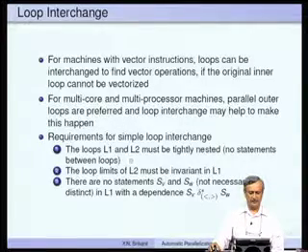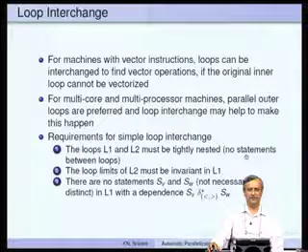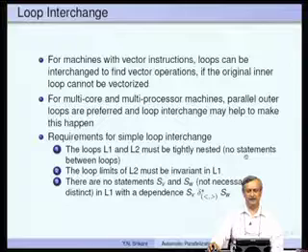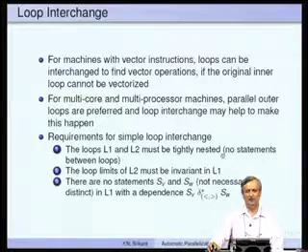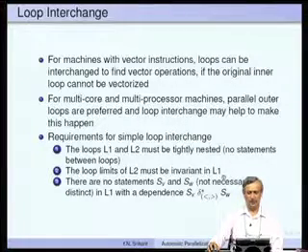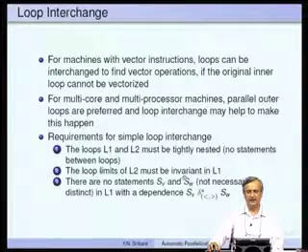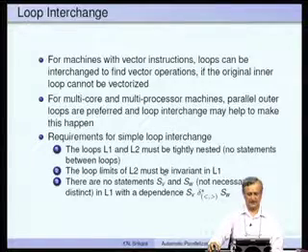Now, there are three very simple conditions for simple loop interchange. Loops L1 and L2 must be tightly nested, with no statements between the loops. So, all statements are in both L1 and L2; there are no statements in L1 which are not in L2. The loop limits of L2 must be invariant in L1. So, in other words, you can't have the inner loop limit dependent on the outer loop index.